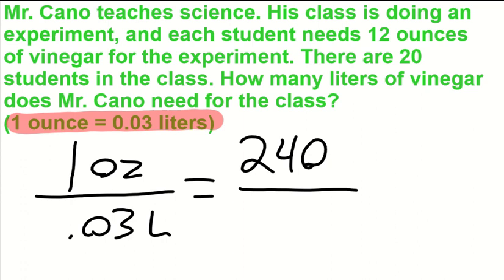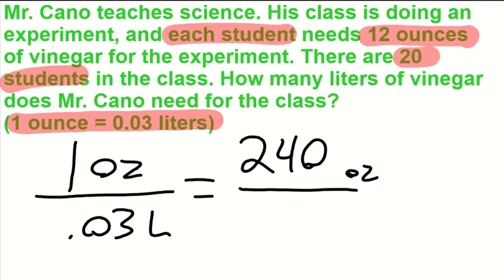A lot of y'all are saying 12. Each student needs 12 ounces. 20 students, 12 times 20 gives you that 240. Okay, everybody clear with that? You cross multiply, divide, and like Ford said, we get 7.2 liters. Any questions on that?